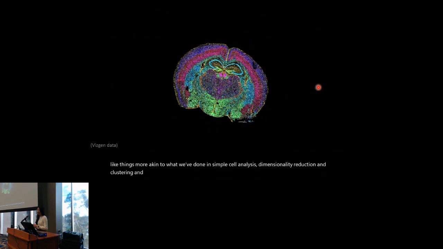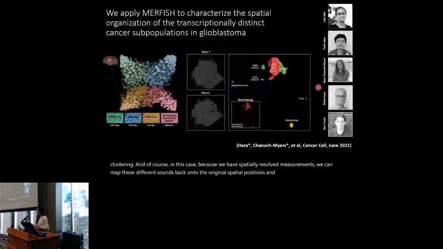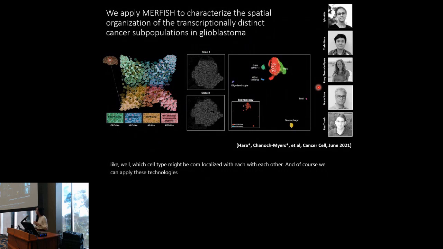And of course, in this case, because we have spatially resolved measurements, we can map these different cells back onto their original spatial positions and begin asking questions like, well, which cell types might be co-localized with each other. And of course, we can apply these technologies not only to mouse brains, but also human samples.